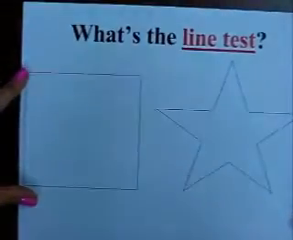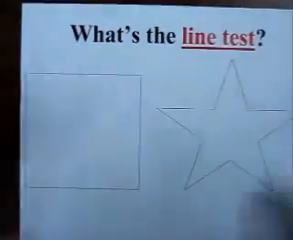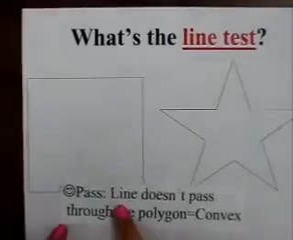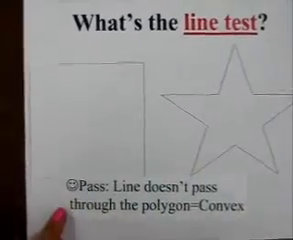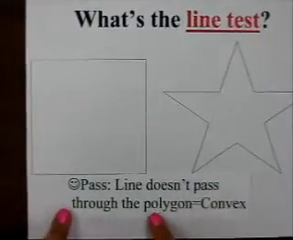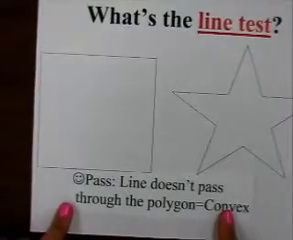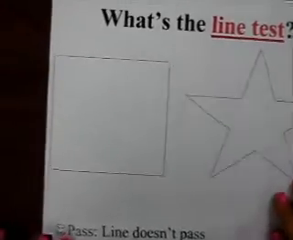What is this line test I'm talking about? Let me show you. In order for you to pass the line test, it means this: the line that you create around all the edges of the polygon does not pass through the polygon. If it does not pass through the polygon, it is convex. Now, let me show you.